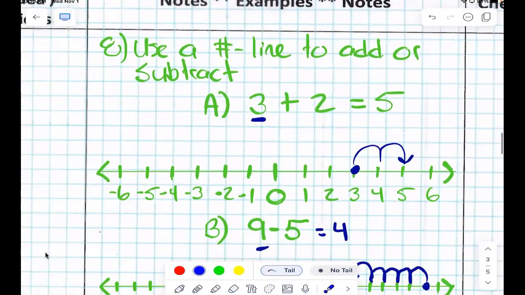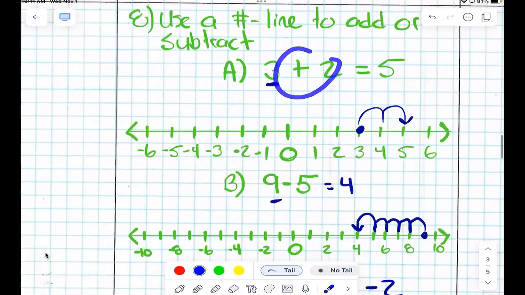Can you use a number line to add or subtract? Yes. If I have this equation, what number should I always start with? 3, because 3 is the first number in the equation, right? And what am I adding to 3? 2. So how many bunny hops should I do? 2. So I start at 3, I put my point there, and I do 1, 2 bunny hops. Where do I get to? 5. So we all know 3 plus 2 is 5, but I care more about the fact that you can show me how to do that on a number line, right?